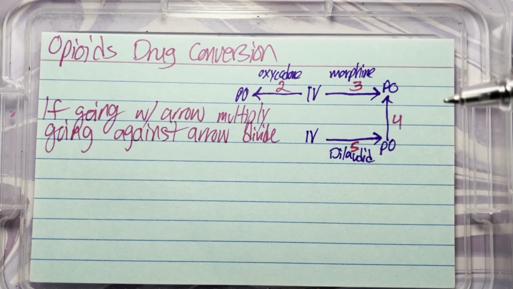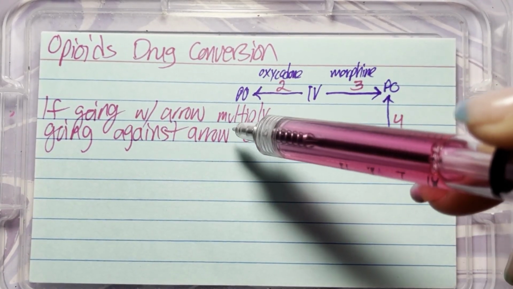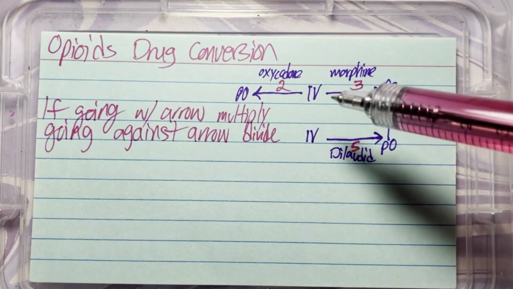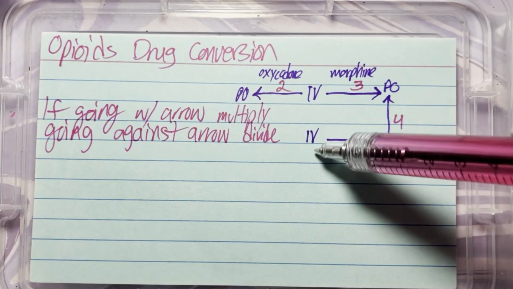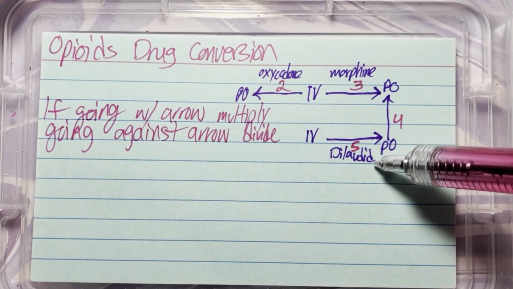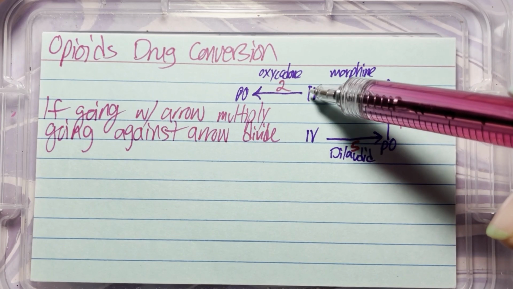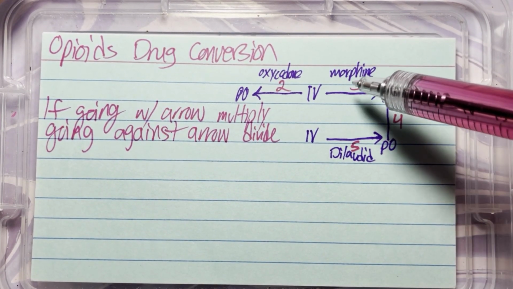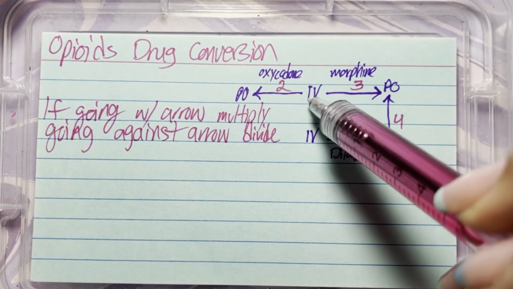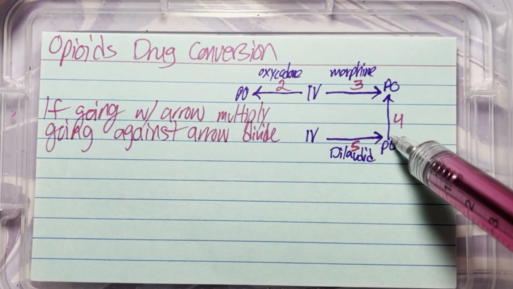This is for opioid drug conversions, and I will link the original video that I got this from. Amazing video. So glad I stumbled upon it. If you're going with the arrow, you multiply, and if you're going against the arrow, you divide. So you're going to start off with your central line IV here in the center. And starting at the bottom, the arrow goes to PO, starting with Dilaudid, goes up to PO morphine. And then from the IV, it goes to the PO. And then this is just an addition if you also need oxycodone. I memorized it all. All these arrows start from the IV going out. And this one goes up.